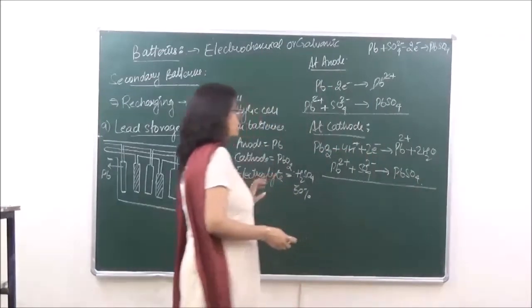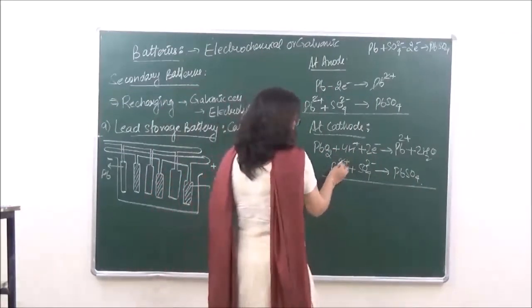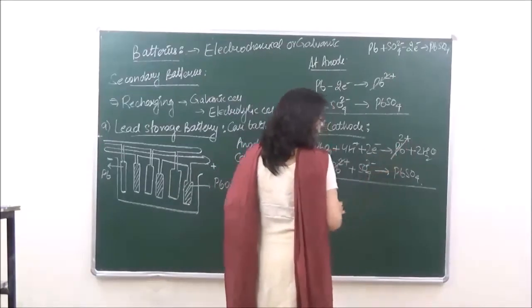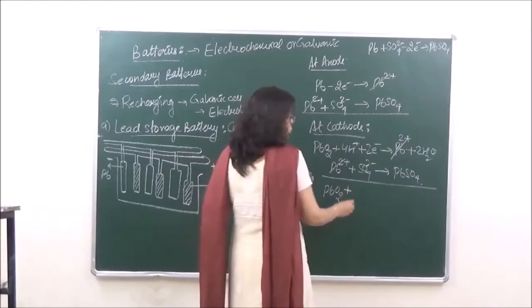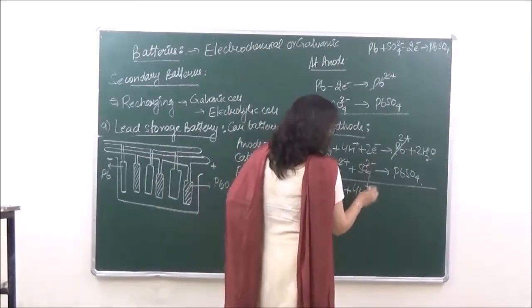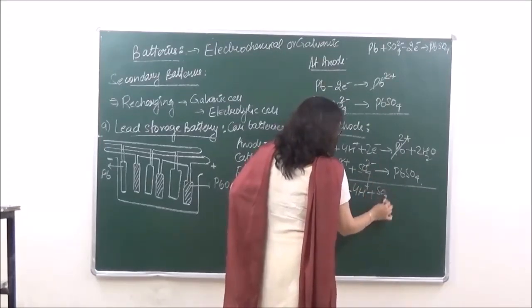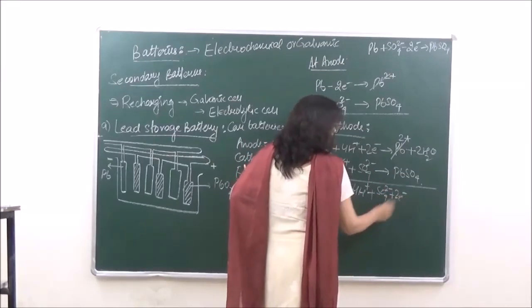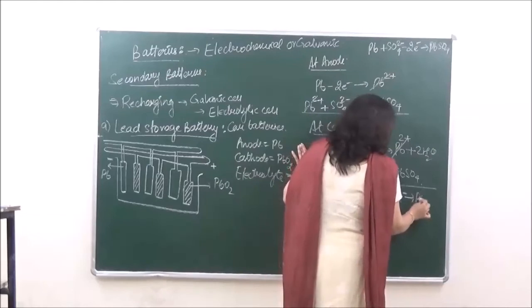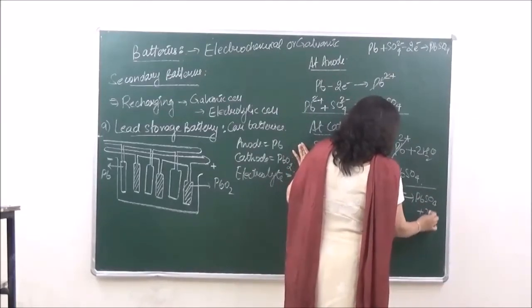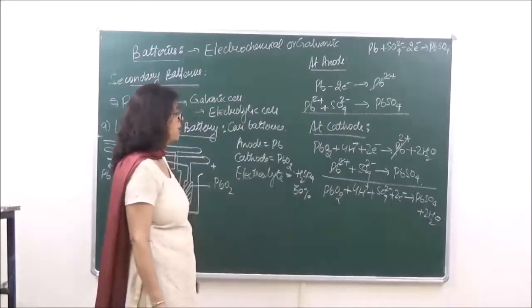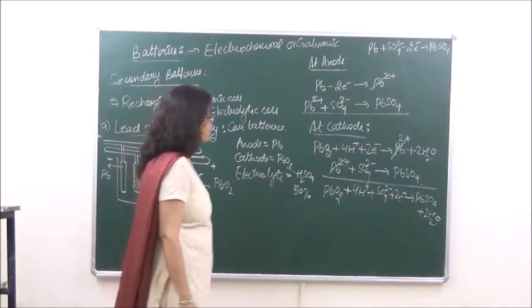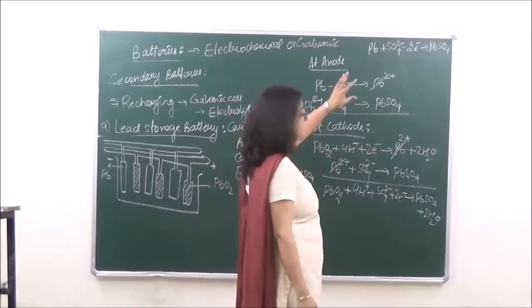Similarly, let's talk of the overall reaction of the cathode. So the overall reaction of the cathode, this gets cancelled with this. So we have PbO2 plus 4H+ plus 2 electrons, plus SO4 2- plus 2 electrons to give PbSO4 plus 2H2O. Okay? Now over here, let's see the overall reaction of the entire cell.